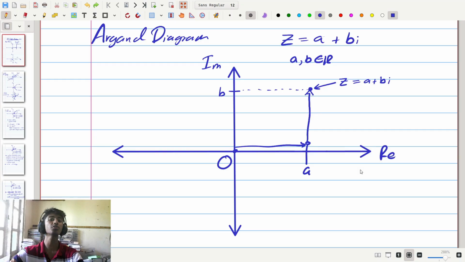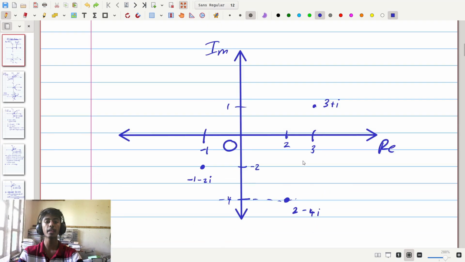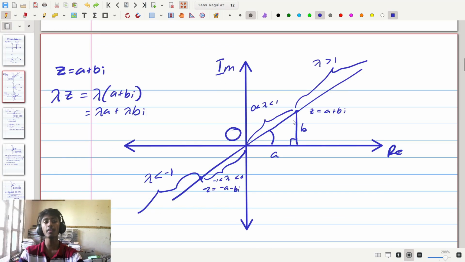On the real axis, you mark the part a of a complex number in the form z equals a plus bi, and on the imaginary axis, you don't mark b times i. Instead, you just mark the value b, corresponding to the imaginary part of the complex number z. After this, we discussed how you can mark different complex numbers. We did a couple of examples, and then we discussed some transformations that you can do to complex numbers and how they look on this geometrical representation.